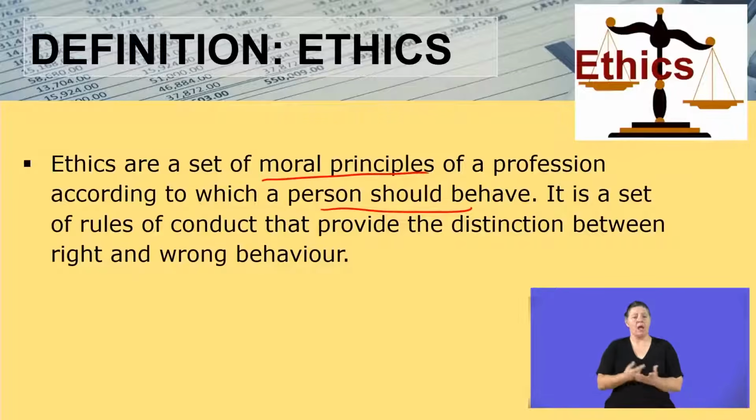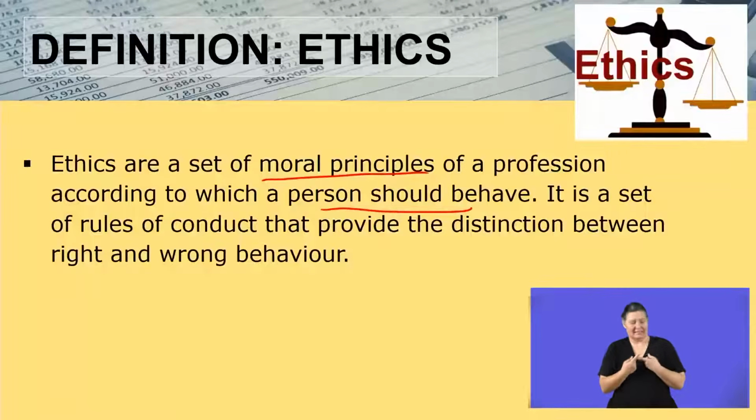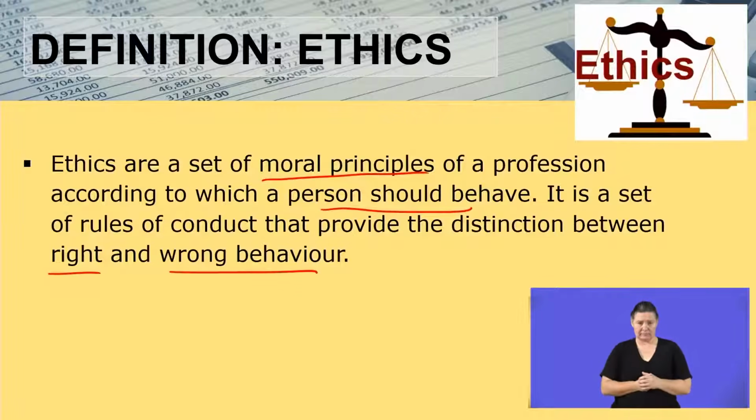It is a set of rules of conduct that provide the distinction between right and wrong behavior. If someone does something, we have to be able to distinguish whether it is right or wrong behavior. And this is what we now call ethics, a set of rules of conduct that provide the distinction between right and wrong behavior. All right. So the next time you see particular conduct, you should be able to distinguish between right and wrong behavior.